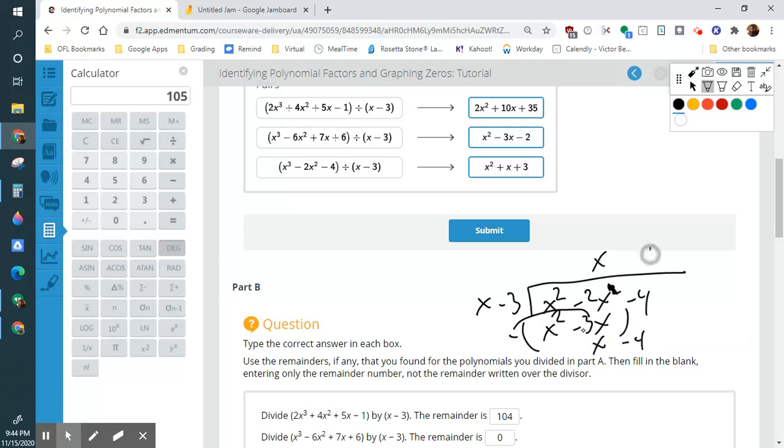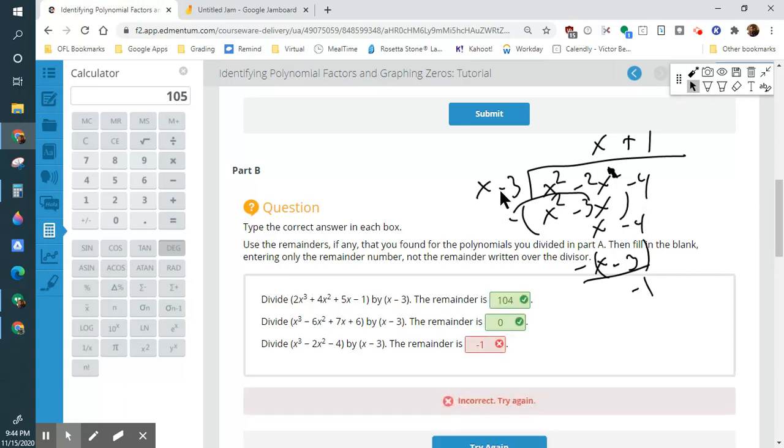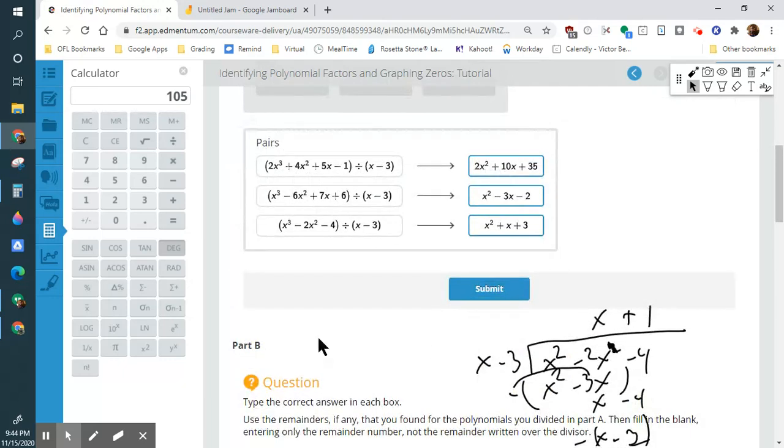So I'm going to put a 1 here, positive 1. x minus 3 minus, and the minus minus makes it a plus, so this is negative 1. So the answer I get is negative 1 for the remainder. Submit that. What? Negative, negative. Wait, hold on. No, that should be negative.